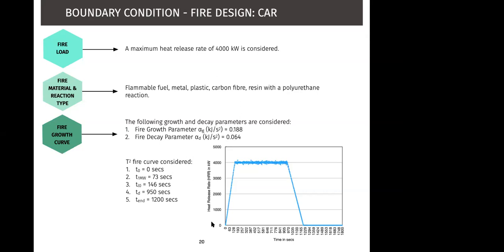And likewise, we can then derive the fire curve with the peak happening at 146 seconds. By 950 seconds, the fuel is depleted and the fire decays by 1200 seconds. So these are part of the fire design that you would consider for a fire simulation.